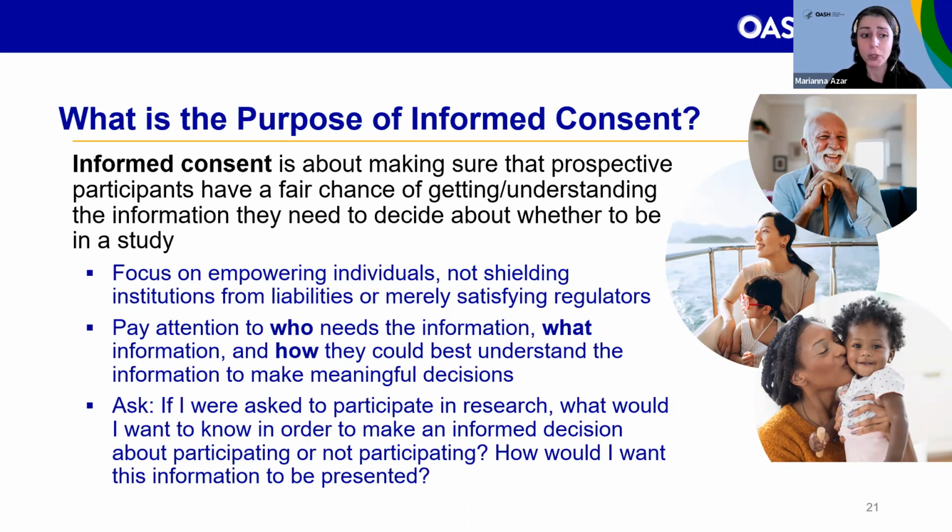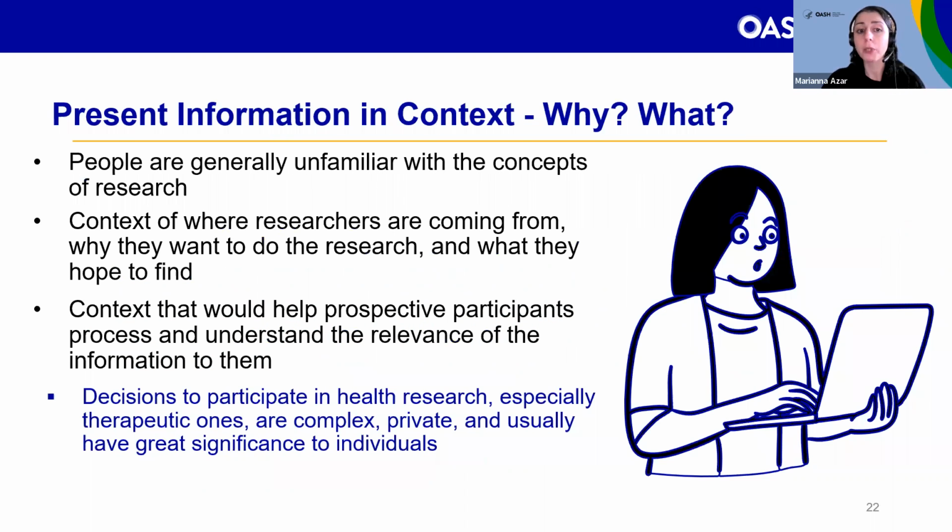Okay, so having recognized that, how do you establish information that might be of relevance to a prospective research participant? Well, you can pay attention to who needs the information. You can ask what information they might need. And then you can consider how they can best understand this information and make an informed and meaningful decision about their participation in research. Okay, so again, where do we start? Well, what if we start with the understanding that people are not generally familiar with the concept of research? If you start here, what baseline information should be communicated and how should basic concepts be explained?